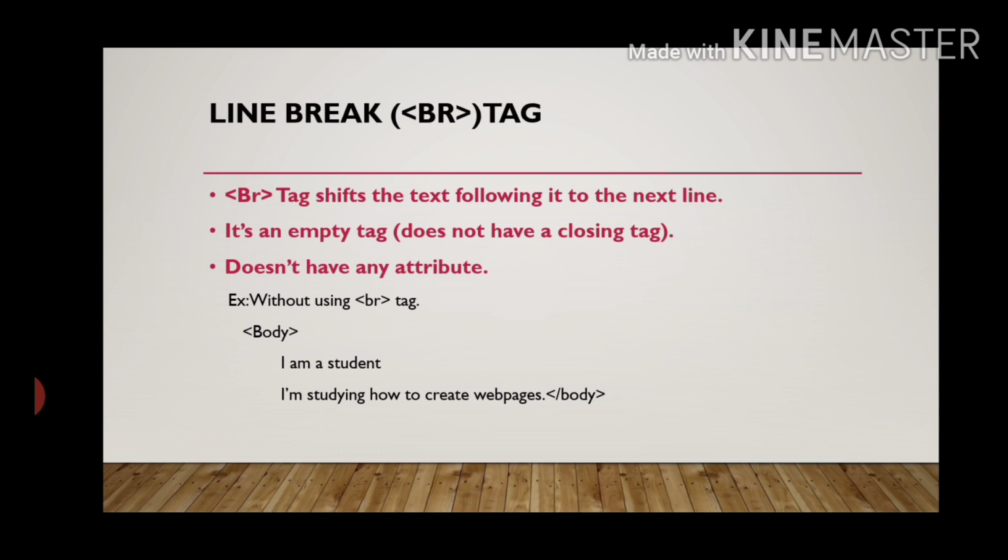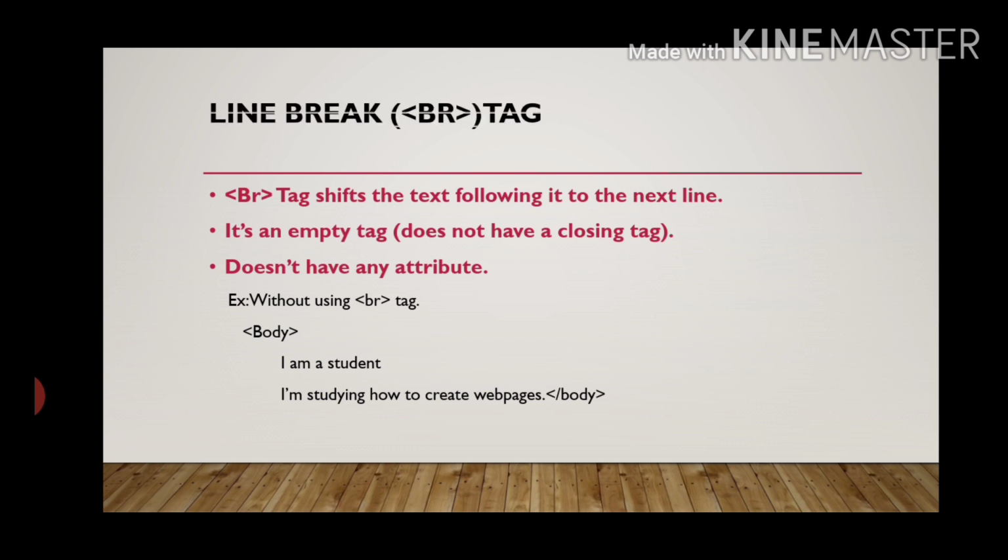BR tag shifts the text following it to the next line. It's an empty tag, meaning it doesn't have a closing tag and doesn't have any attribute. Even when you write the text in different lines in an HTML code, it is not shown in the same manner on a web browser. In this example, I have written two sentences in two different lines. But in the web browser window, it will show you in one line. So, to explicitly force a line break between two lines in the output, we use the line break tag.